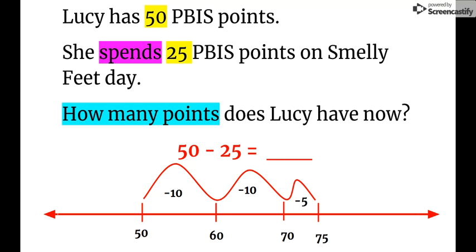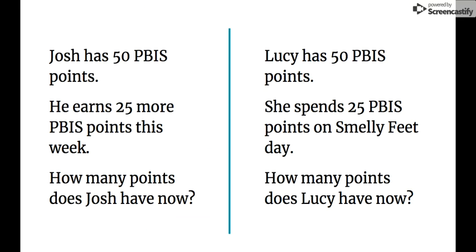So then I purposely made these problems very similar because I want them to think about what is similar and different in these problems. And so we would talk about that as a class. There's a lot of similarities. They're about PBIS points. They're the exact same numbers being used, 50 and 25. But the key difference is that in one, Josh earns the points, and in the second one, Lucy spends the points. So just really showing them that just that difference of a key word changes the operation in the word problem, and how it's important to slow down when you're reading and find those keywords.